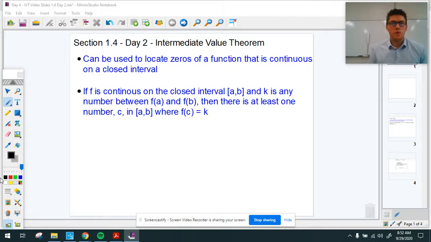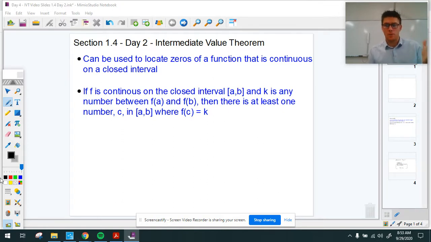Hey guys, today we are going to talk about the intermediate value theorem. It is an extension from what we learned on the concept of continuity and the one-sided limits lesson that we had yesterday. And it's just one of the topics that we need to finish up. So, what is the intermediate value theorem?